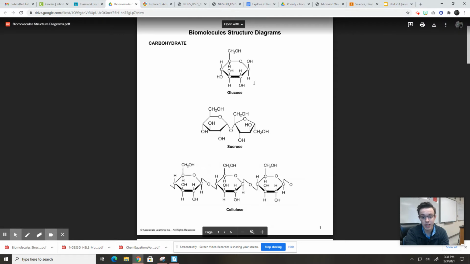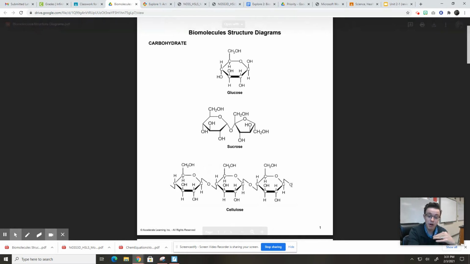You've got a monosaccharide or a monomer of a carbohydrate. So this is glucose. And then you've got a disaccharide right here, sucrose. That's table sugar. That's your everyday sugar that you probably have at your house. And then here's cellulose, which is a polymer of a carbohydrate or a polysaccharide. And this one is found in plants.